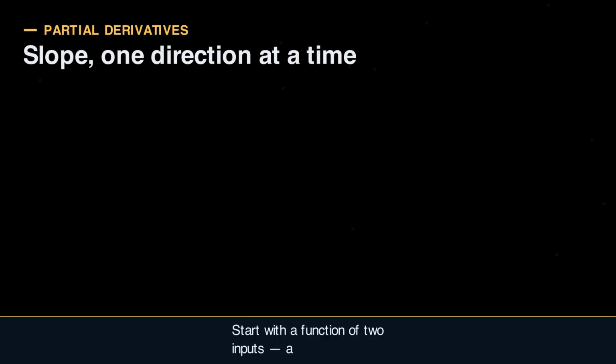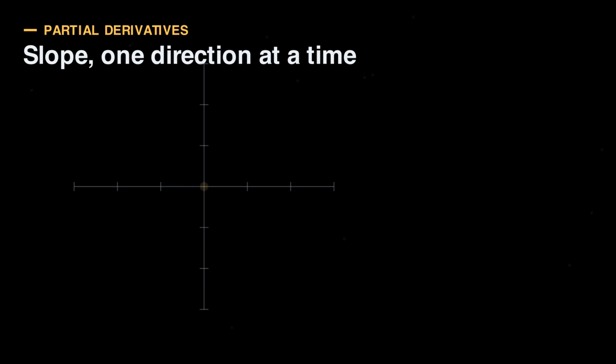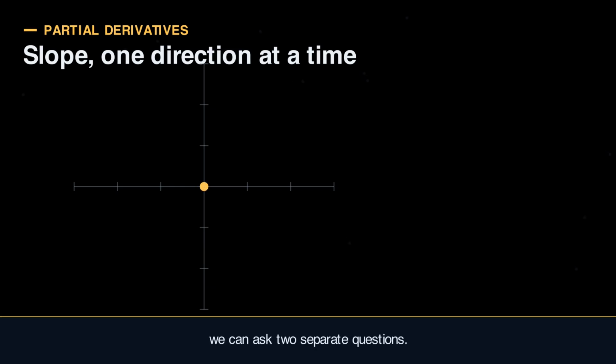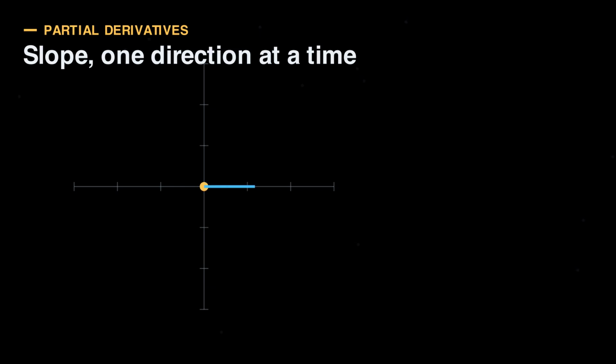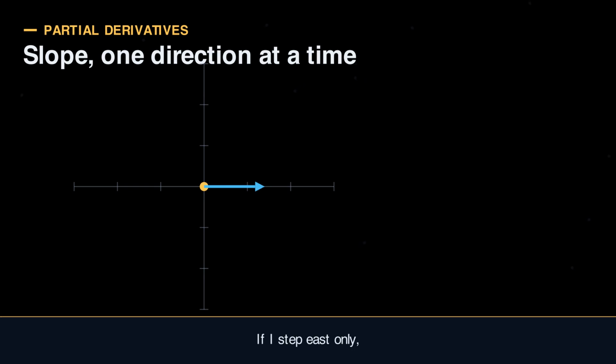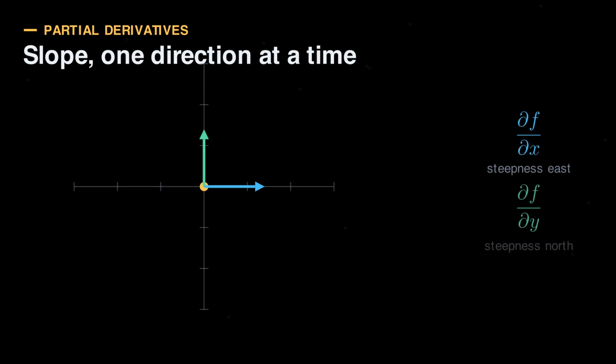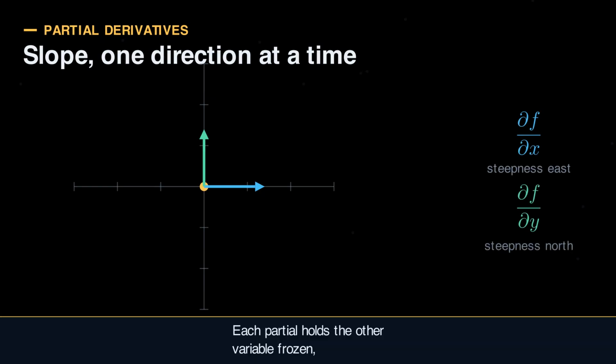Start with a function of two inputs, a landscape of hills and valleys. At any point, we can ask two separate questions. If I step east only, how steep is it? That is the partial derivative with respect to x. If I step north only, the partial with respect to y. Each partial holds the other variable frozen and measures slope in just one direction.